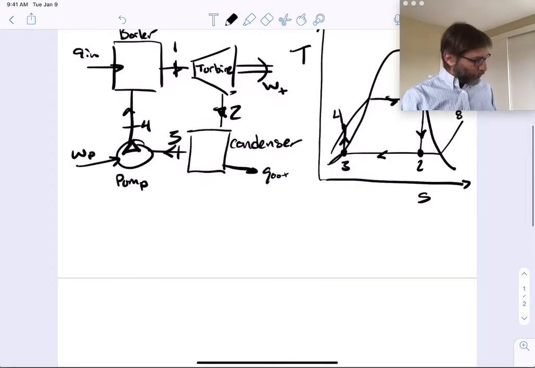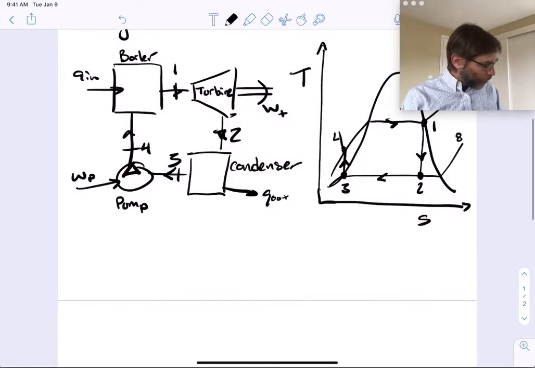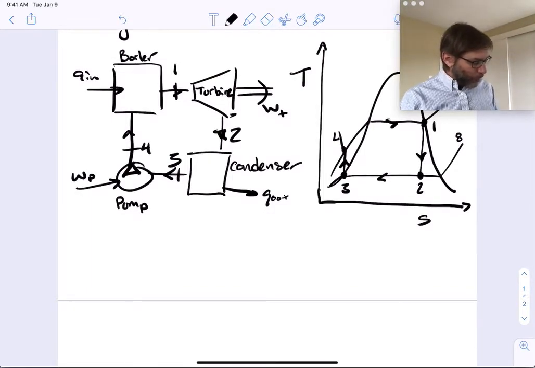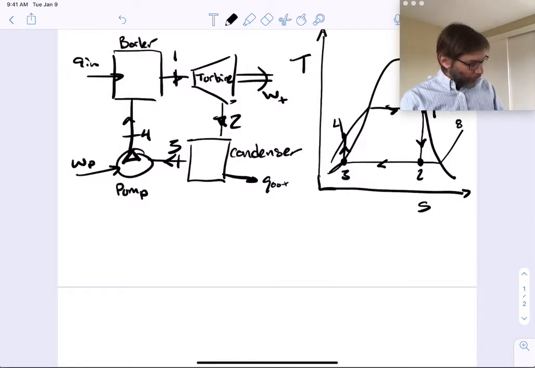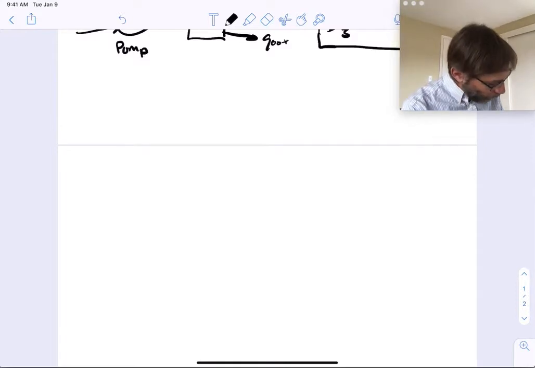Okay, pretty straightforward. That's all you got to do for a TS diagram. If you've got data, you can plop it in there. But in this case, we only have the two pressures. But really, that's all we need, since we have an ideal Rankine cycle, we know exactly where these points are, because we know 1 is at the saturated vapor and we know 3 is at the saturated liquid. So that's pretty straightforward.